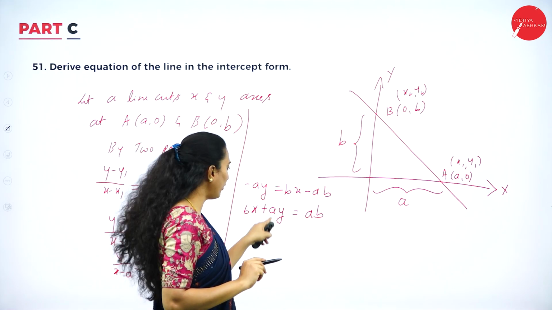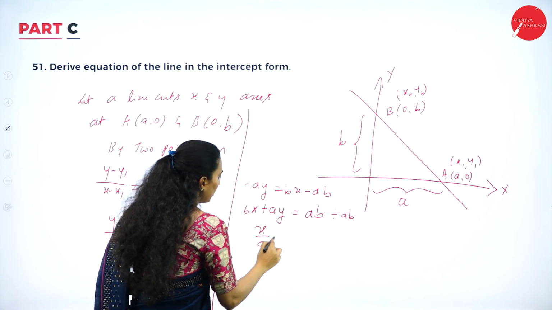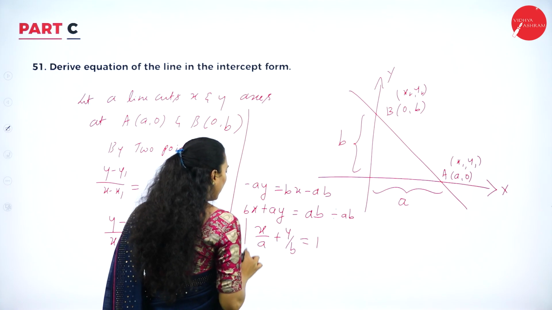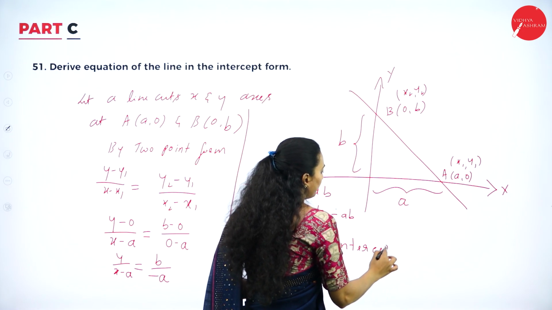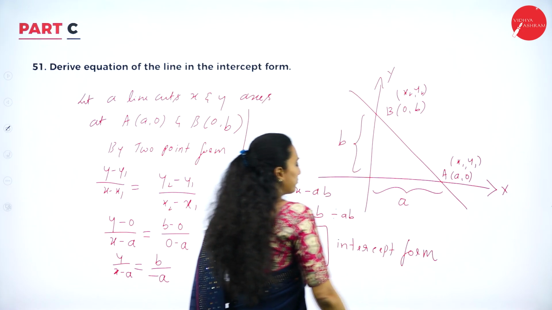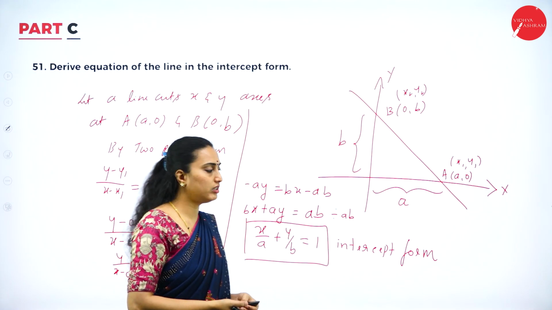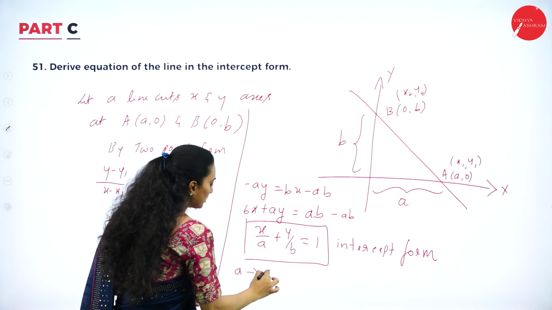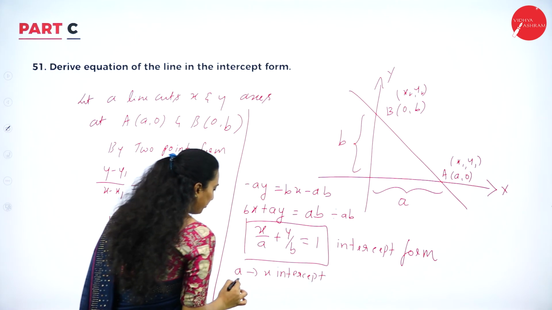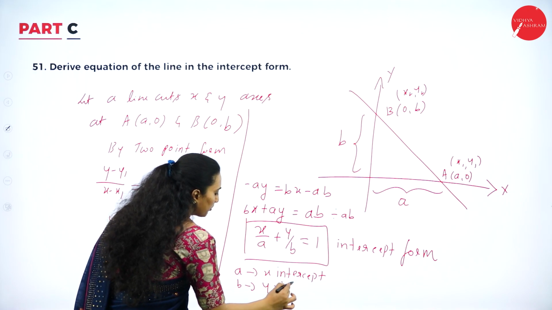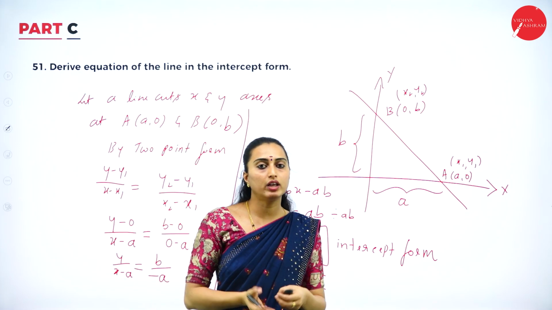Got it. Now I want y by b here, so I am going to divide throughout by ab. So x by a plus y by b is equal to 1. This is known as the intercept form. This diagram, explanation, substitution, and the two-point form, all steps are very important here, where a is known as the x-intercept and b is known as the y-intercept. And this is very, very important.